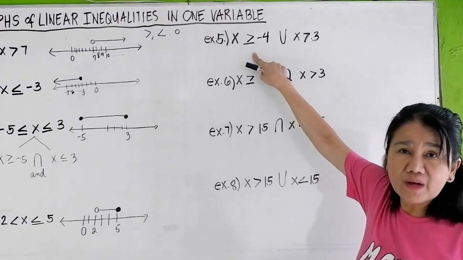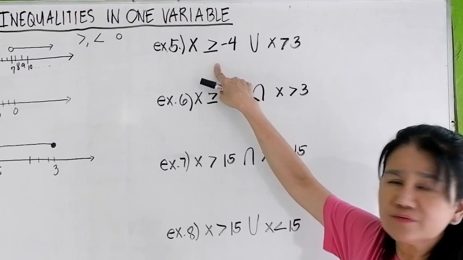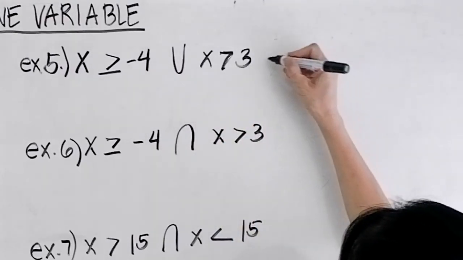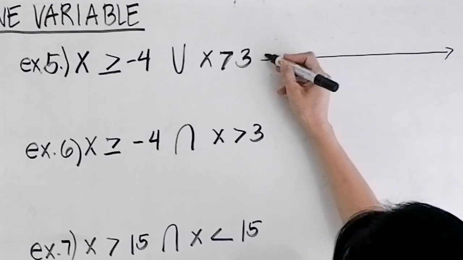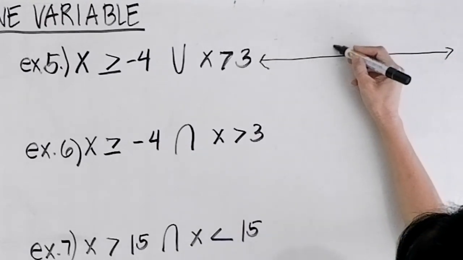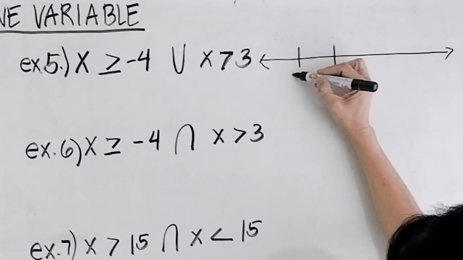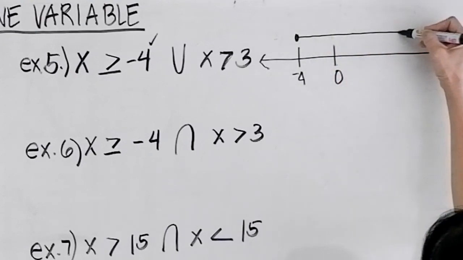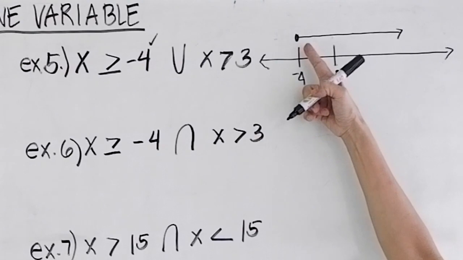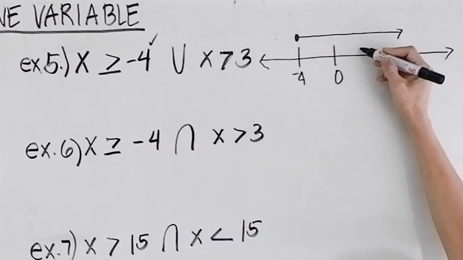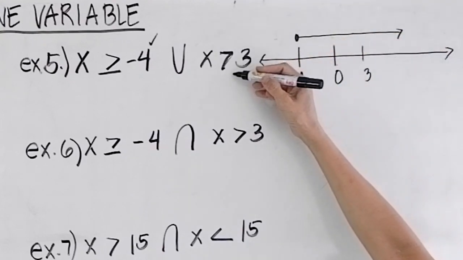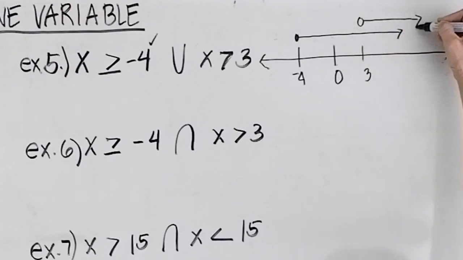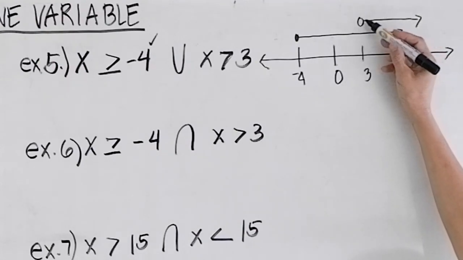What about example number 5? What if we are asked to graph a union of two inequalities? Now, this is what you do. You graph each inequality there. So let us say this is 0. And this is negative 4. Graph the first one, x is greater than or equal to negative 4. So all numbers from negative 4 to the right. And let us say this is 3, graph x is greater than 3, numbers to the right excluding 3. That's why you use a hollow here.